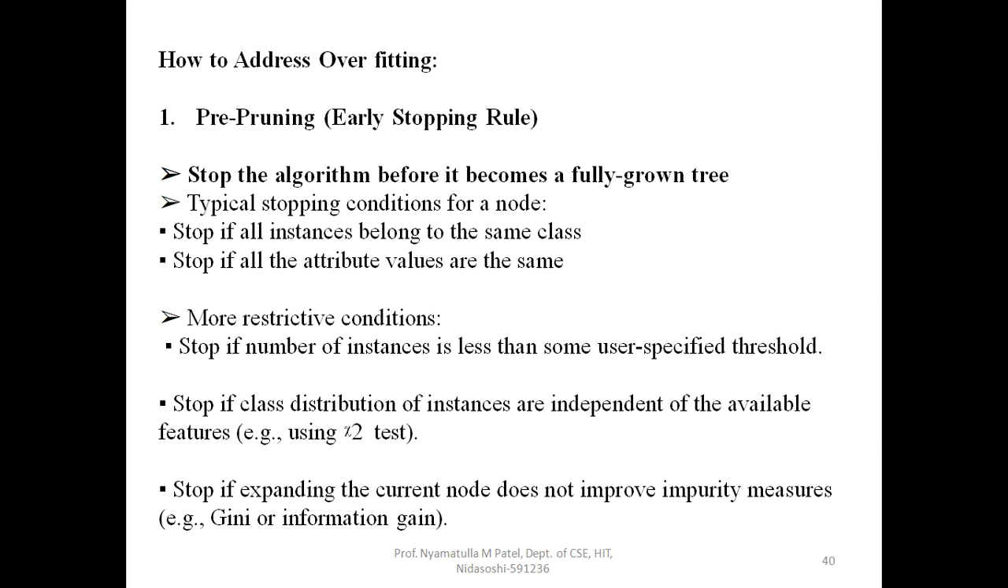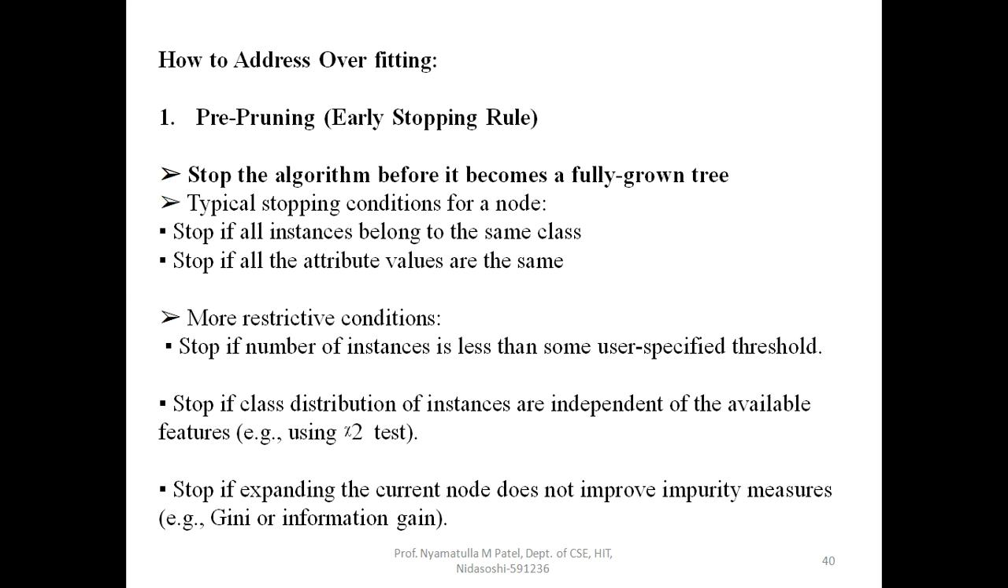Next, coming to the point of how to address overfitting. First, pre-pruning or the early stopping rule. So, before you cut down parts of the nodes, you stop the algorithm before it becomes a fully grown tree. Your tree structure should not become very large. Now, typical stopping conditions for a node: when can you stop at a particular node?